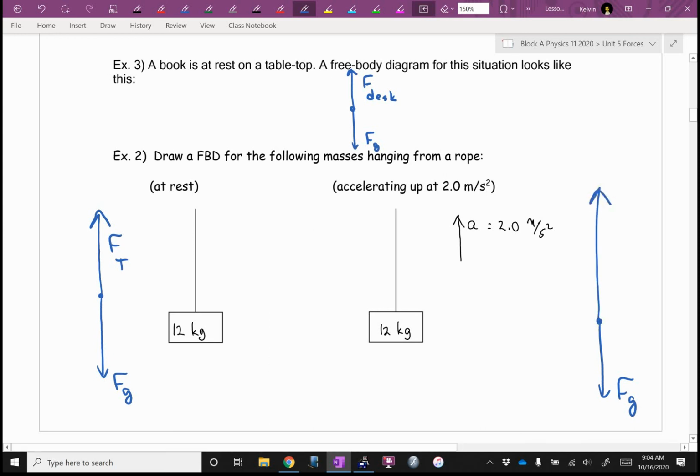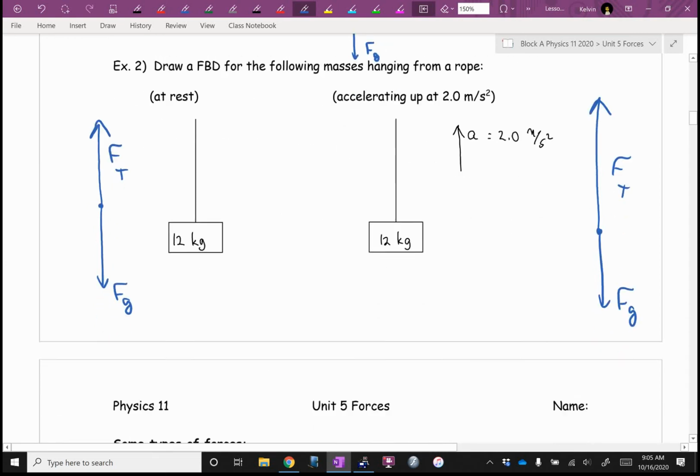I'll exaggerate it so it's obvious. This is why I said I'm doing roughly to scale. What I'll tend to do is exaggerate the differences so it just catches my eye when I look at it later on. I don't confuse myself. In this case, tension has to be bigger than 117.6. I know that. And in fact, I can actually solve for that a bit later because they gave me the acceleration. Next page.